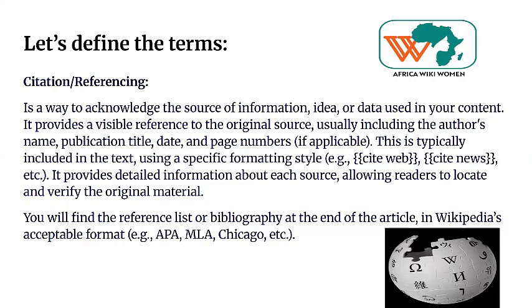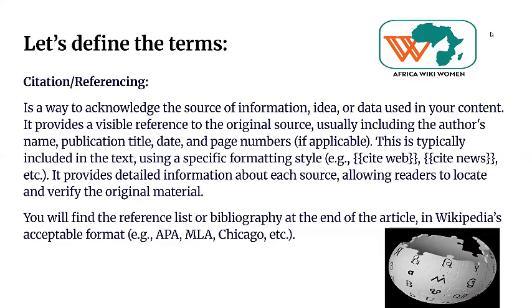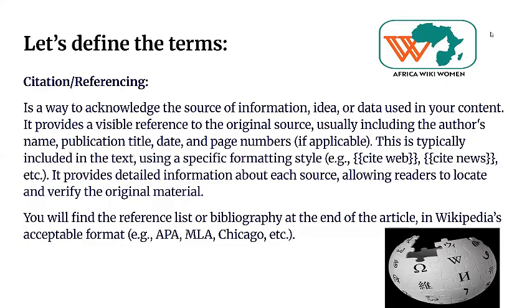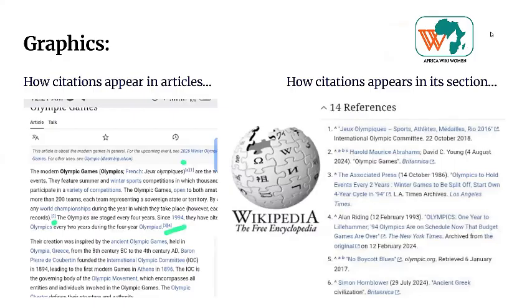It provides detailed information about each source, allowing readers to locate and verify the original material. Okay, you'll find the reference list or bibliography at the end of the article in Wikipedia's acceptable format. As its name implies, references. Very important. So here is how the citations or references appear in articles.